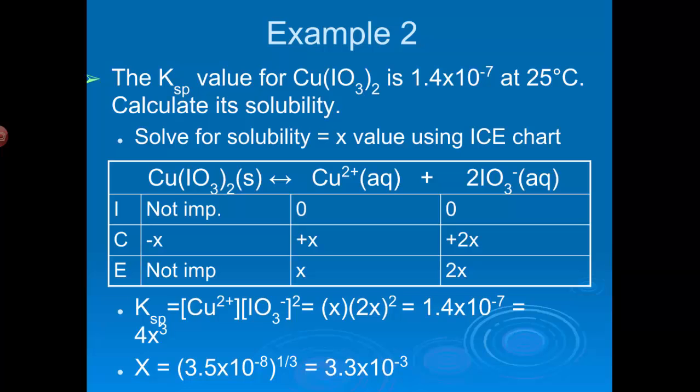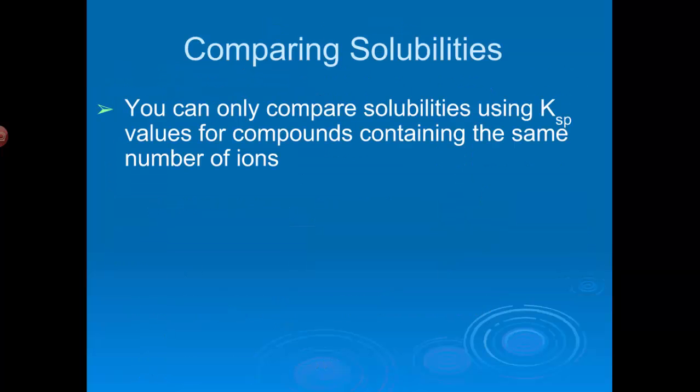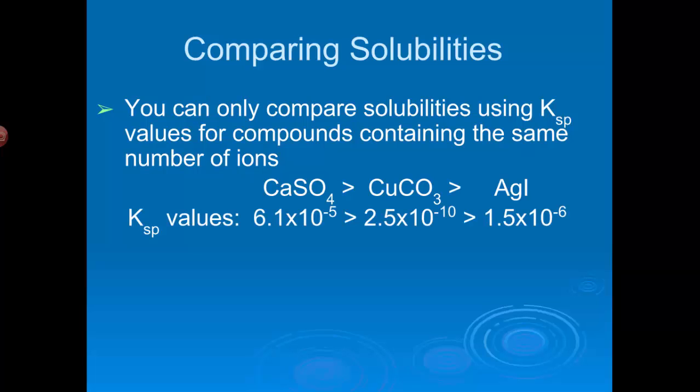You can compare solubilities between salts using your KSP values, but only if those compounds that you're comparing split into the same number of ions. Calcium sulfate, copper 2 carbonate, and silver iodide each split into 2 ions apiece. Because they produce the same number of ions in solution, we can look at their KSP values, and the one with the largest KSP value, in this case calcium sulfate, is the most soluble. And the one with the smallest KSP value would be copper 2 carbonate, and that would have the lowest solubility.